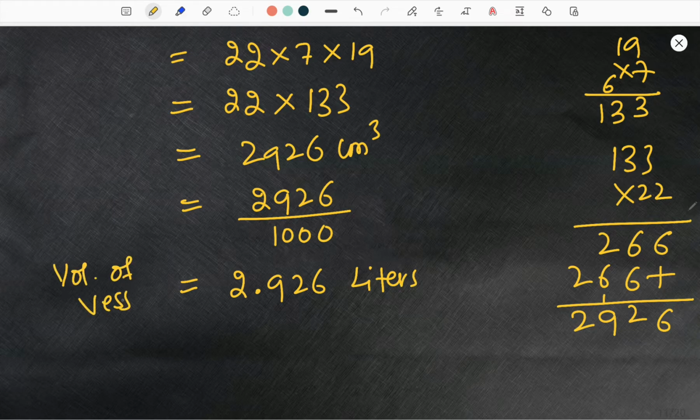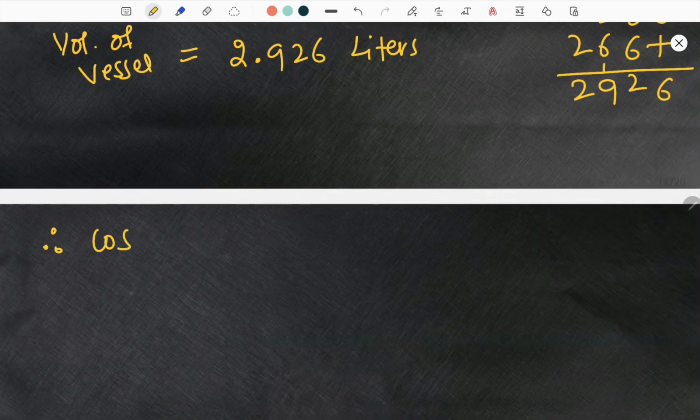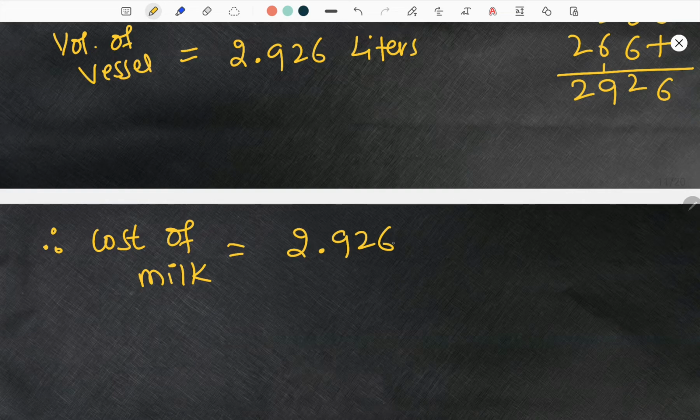So volume of the vessel. Alright, so therefore we can find out the cost of milk. Therefore cost of milk is equal to, so how much is that? That is like 2.926 into 20 rupees. Because for 1 liter 20 rupees, for these many liters just multiply that.